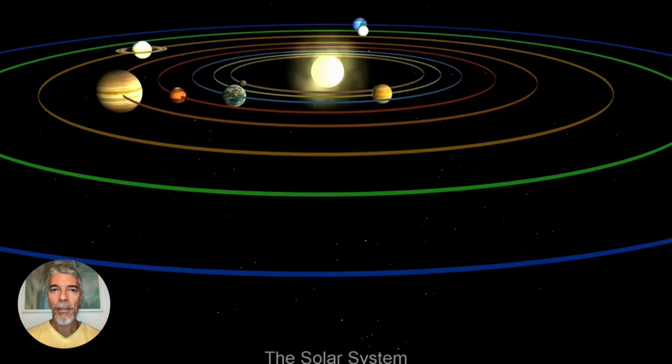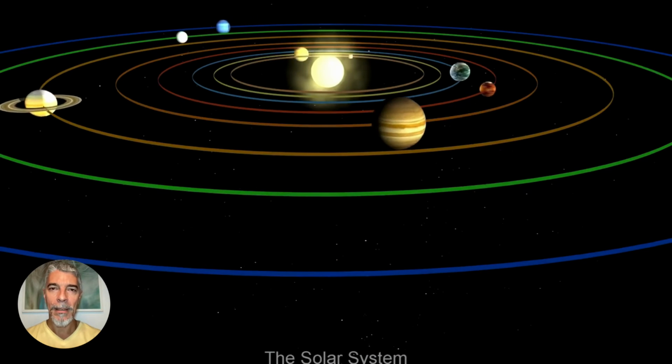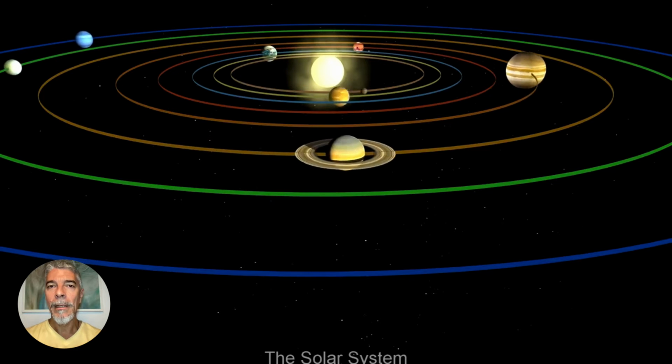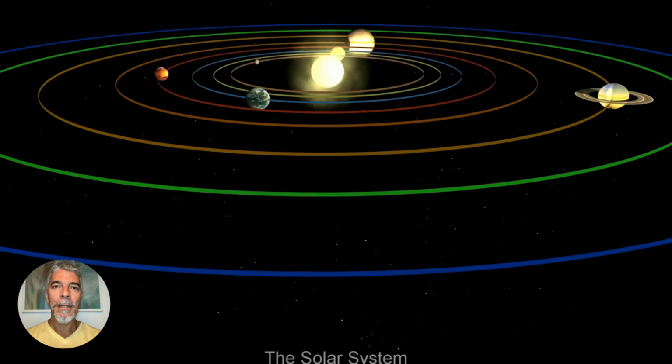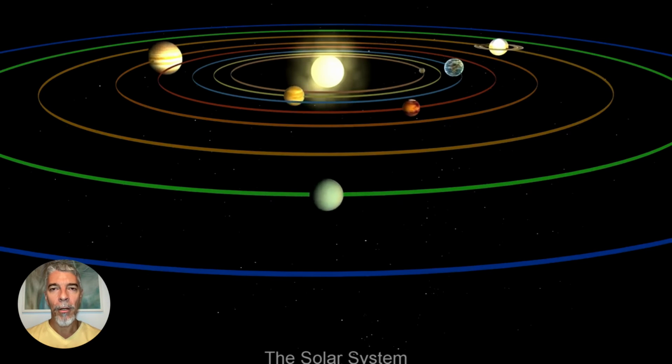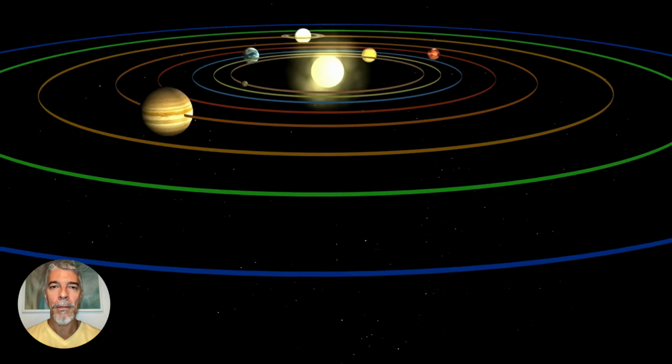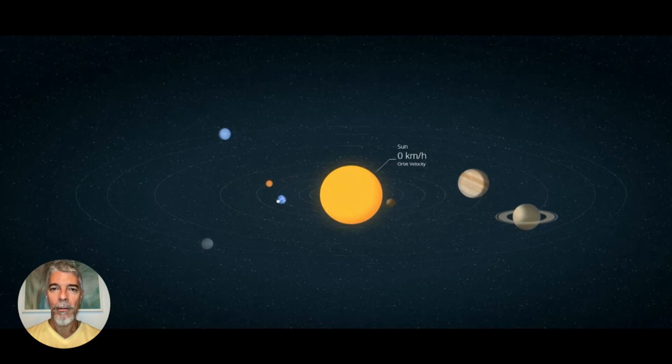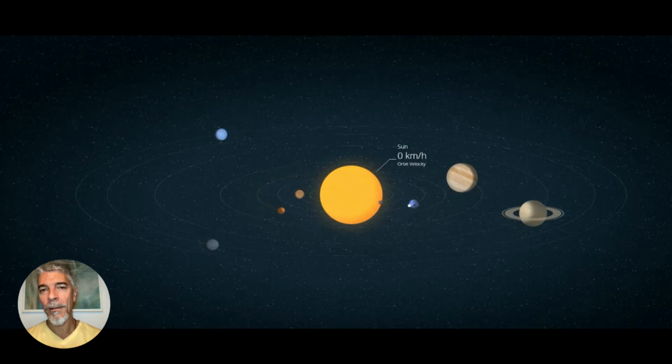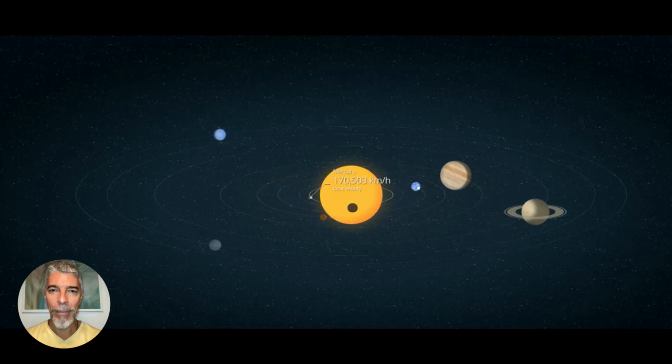So the planets move in circular orbits, and according to Kepler's law, the closer the planet is to the sun, the faster it goes, and the farther from the sun, the slower it goes. Notice how these inner planets, Mercury comes first, then Venus, then Earth with its moon. You see how the moon is spinning fast around the Earth.